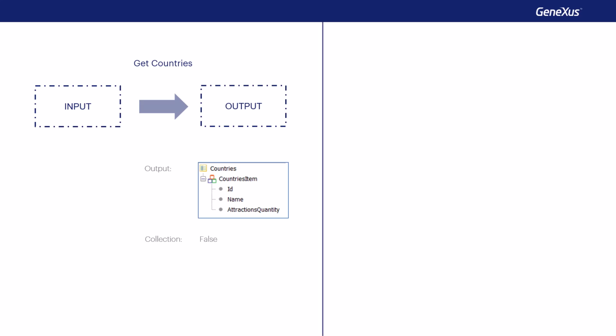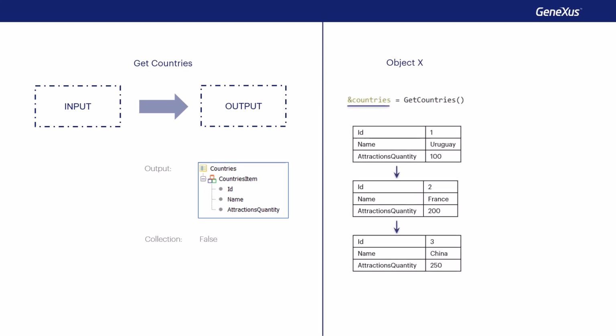In this example, the data provider caller is assigning its result to the countries variable of the same data type as the output. This result will be a specific collection in memory with specific values, those calculated within that data provider. Then, the program that's working with that variable can do anything with it. For example, convert its content to JSON format.